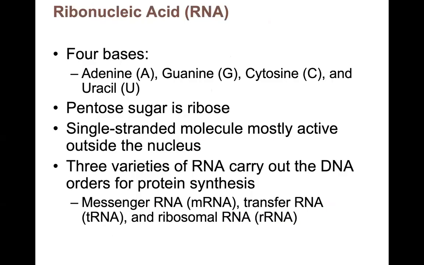RNA, on the other hand, has four bases. You have the adenine that we see in DNA, the guanine, the cytosine, but instead of thymine, we have uracil. So wherever you had a thymine in DNA, it would end up just being a uracil in RNA. There are three main types of RNA that carry out DNA orders for protein synthesis, and that is messenger RNA, transfer RNA, and ribosomal RNA. And we'll talk about that a little bit later on in the course as well.